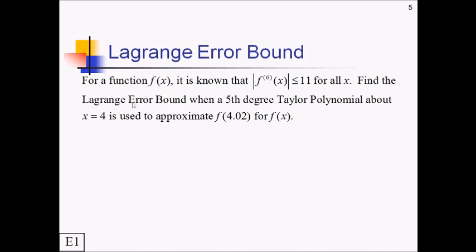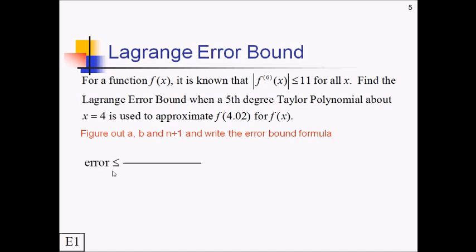Well, we're going to write the error bound form, and we're going to do that by first figuring out our a value, our b value, and what n plus 1 actually means numerically in this. And then we'll use that to write our formula. So I have error less than or equal to a big fraction here, and I have a max and a derivative up here. Max from where to where? Well, I'm always going from my center to the input value. So in this case, it's the max from 4 to 4.02.